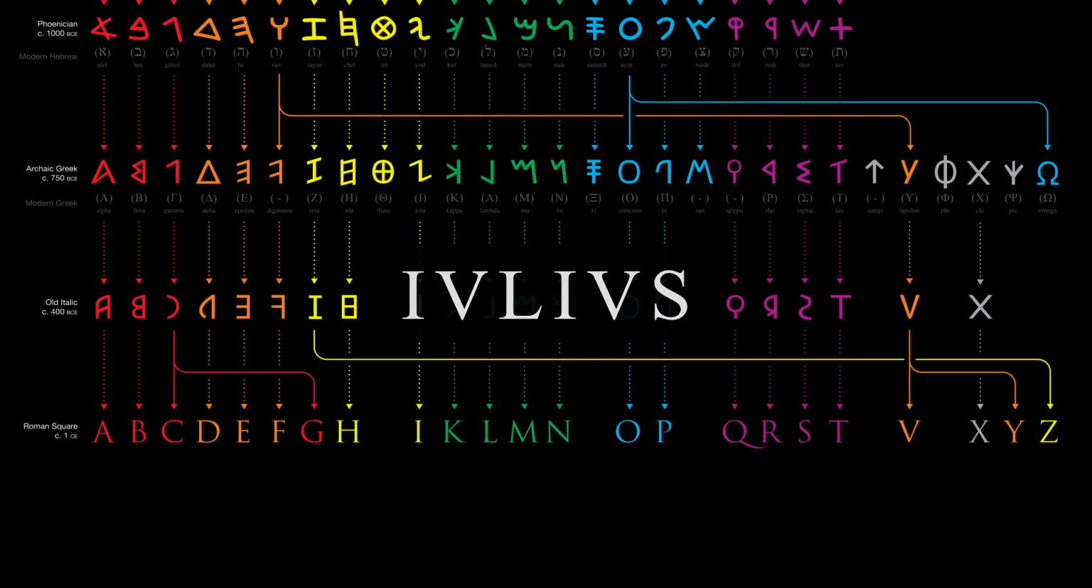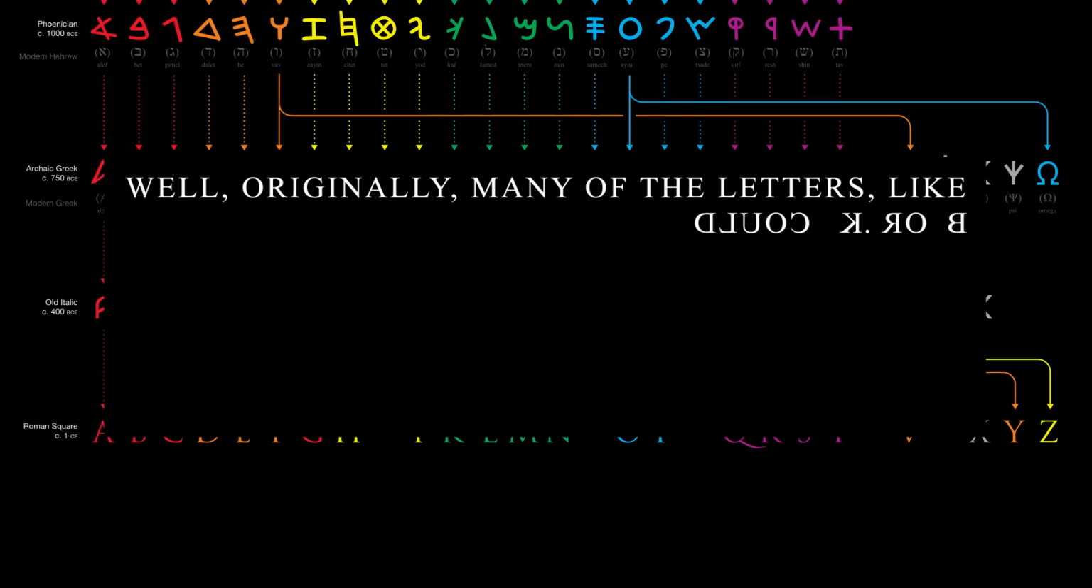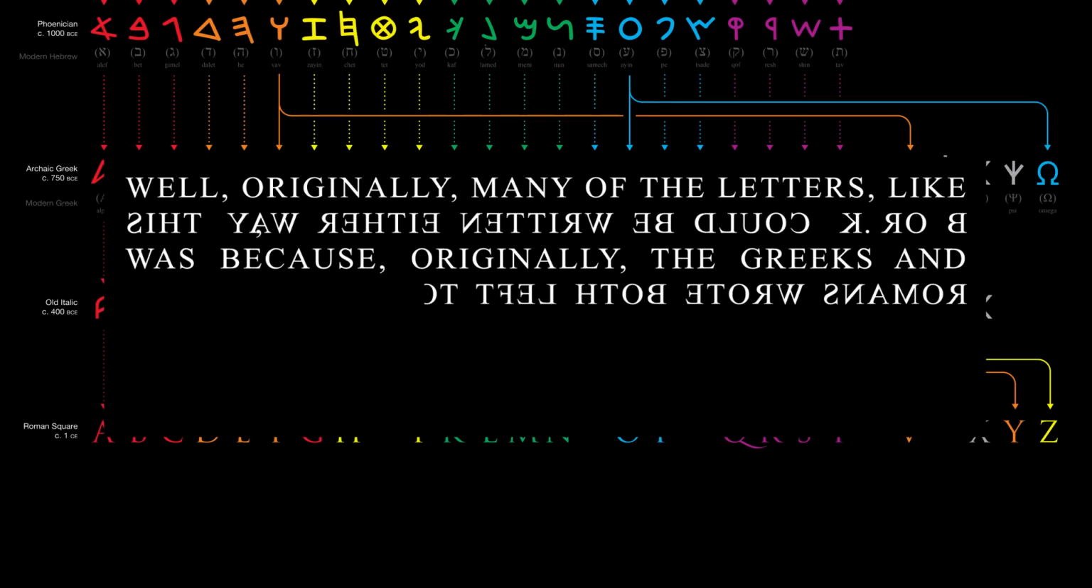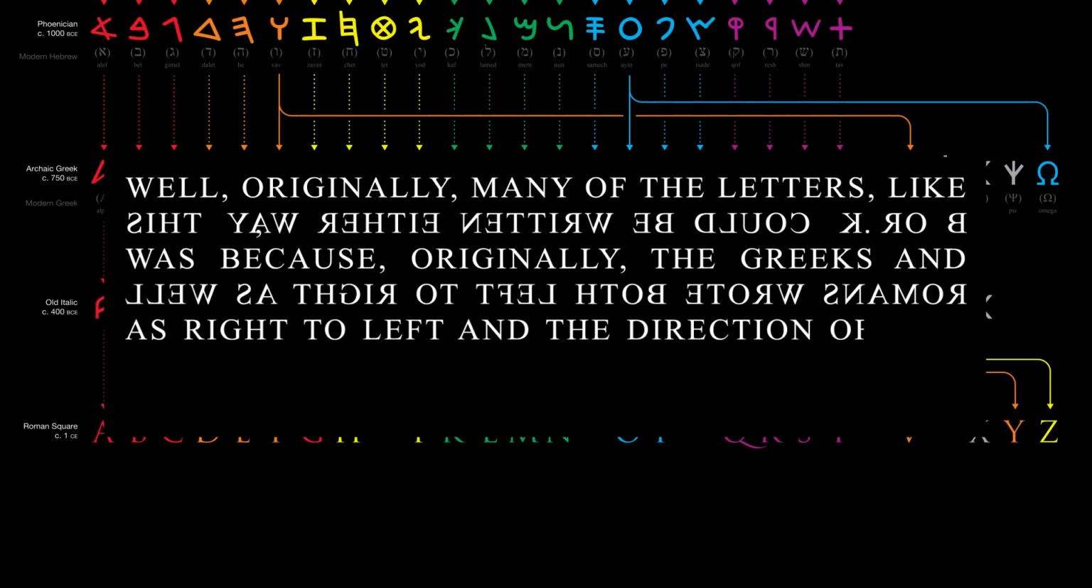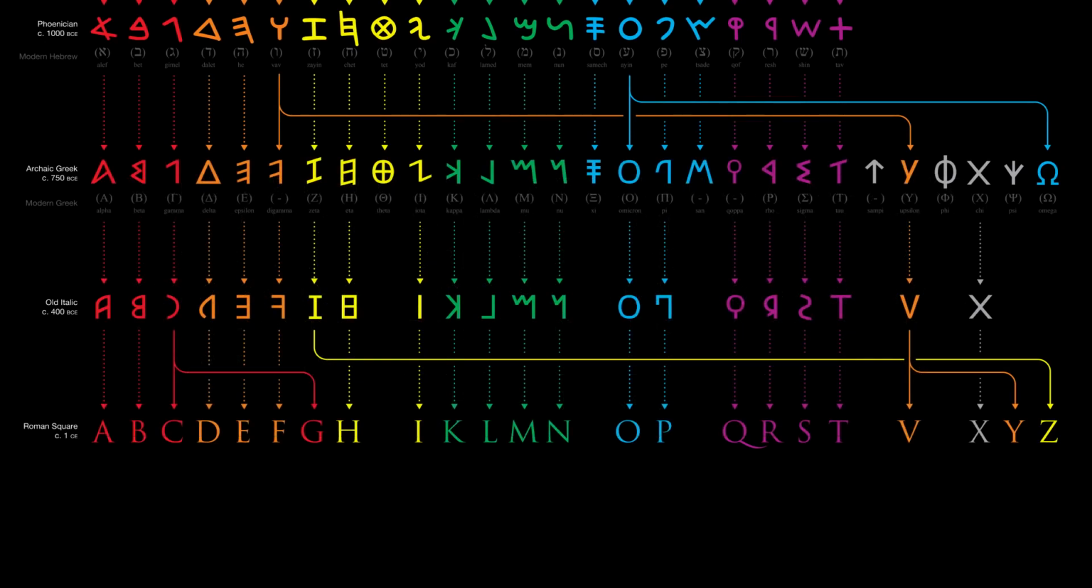So during the lifetime of Julius Caesar, his name would have been written like this. I'll say more about J and U in a moment, but the biggest question that most people have at this point on the chart is, why did some of the letters flip? Well, originally many of the letters like B or K could be written either way. This was because originally the Greeks and Romans wrote both left to right as well as right to left, and the direction of certain letters depended on the direction of the writing. But eventually, writing left to right became standard.